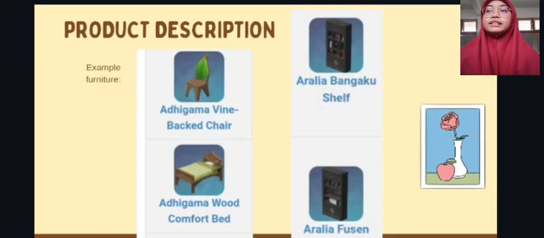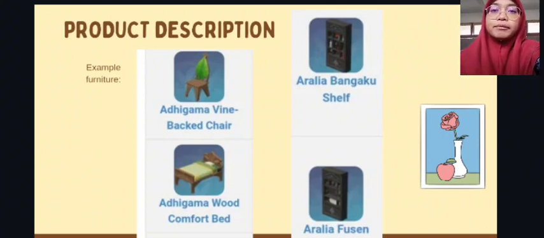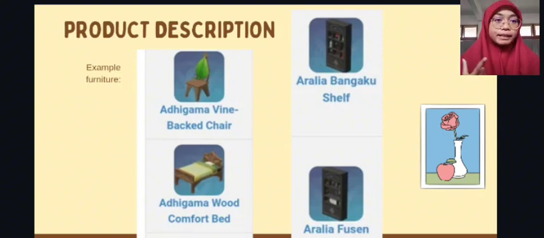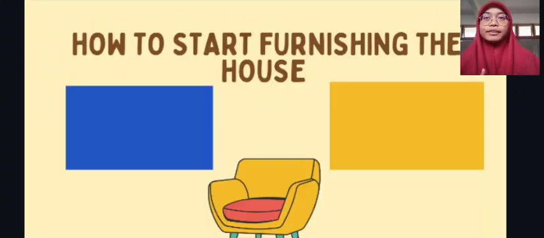This is an example of the furniture. The first one is called Adigama Vine Back Chair, and then Adigama Wood Comfort Bed, Aralia Bangaku Shelf, and Aralia Fusen Cupboard. So this is what I mean by them having a similar function to the furniture in real life, but they have a fantasy theme in it. So now I am going to explain how to use and start furnishing the house.